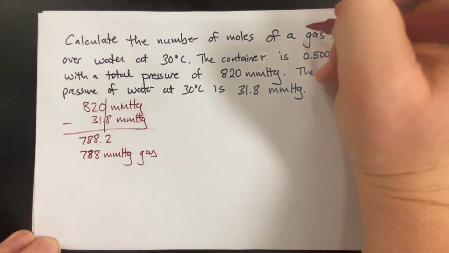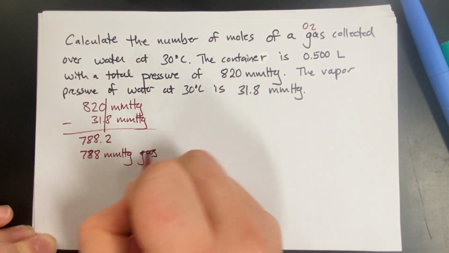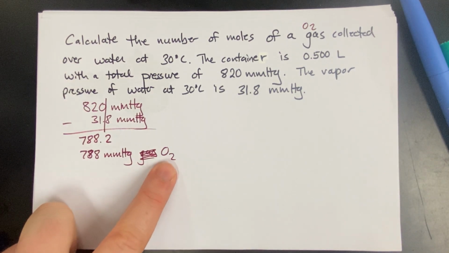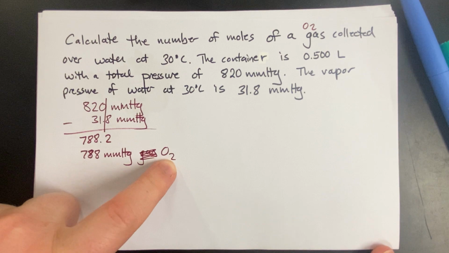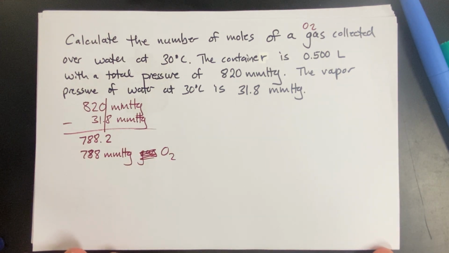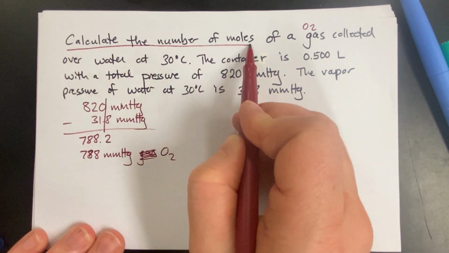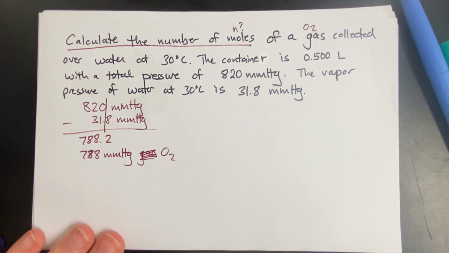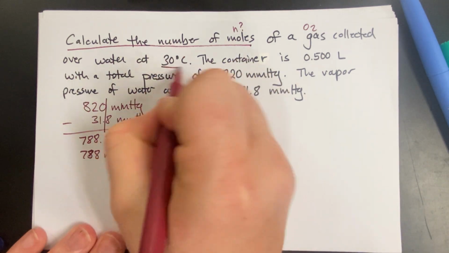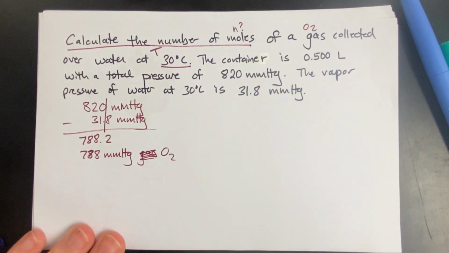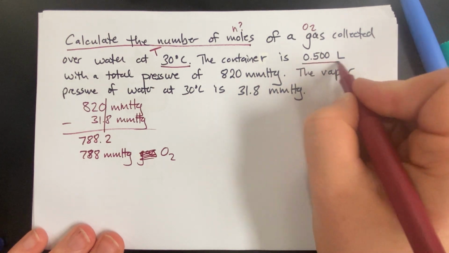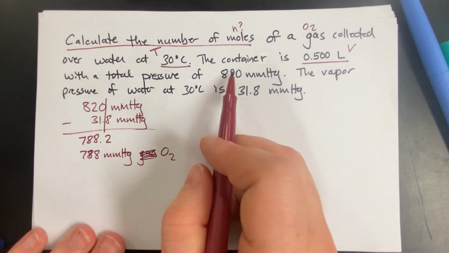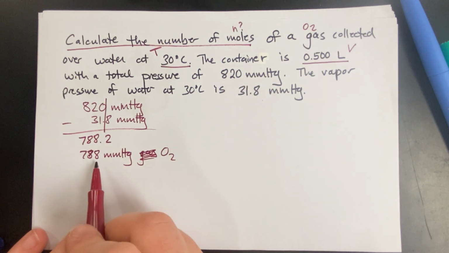I don't know what gas this is. Let's say this is oxygen. Whatever it is, there's 788 mmHg of just that gas and not of the water. To finish solving this one, what are we looking for? Calculate the number of moles. So I'm trying to find n, that's my question mark. At 30 degrees, that is your temperature. 0.500 liters, that is my volume. And pressure is this here, and we just calculated it.